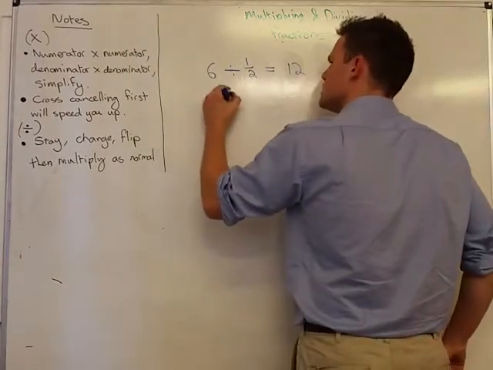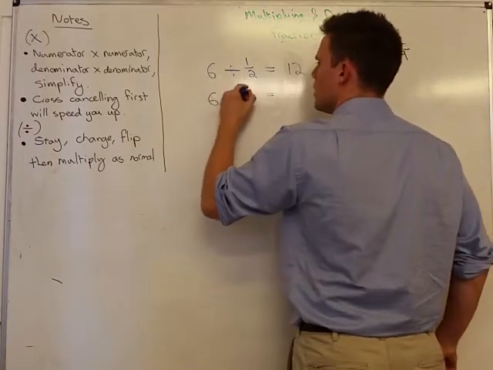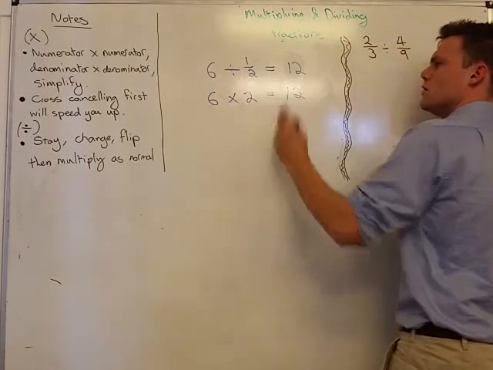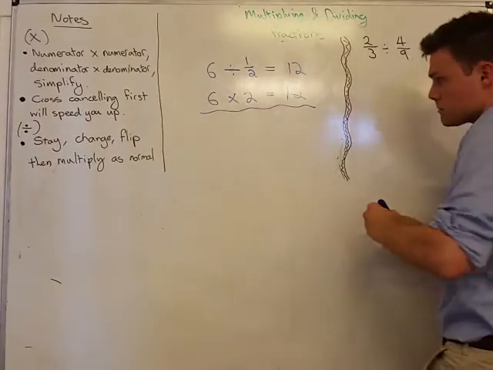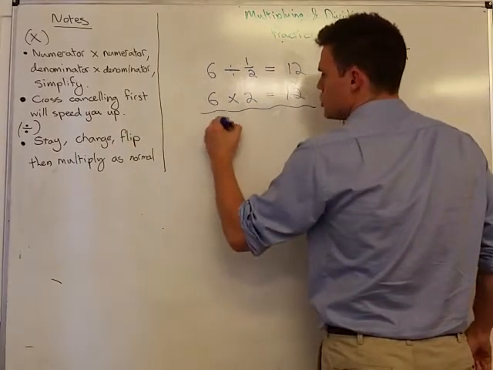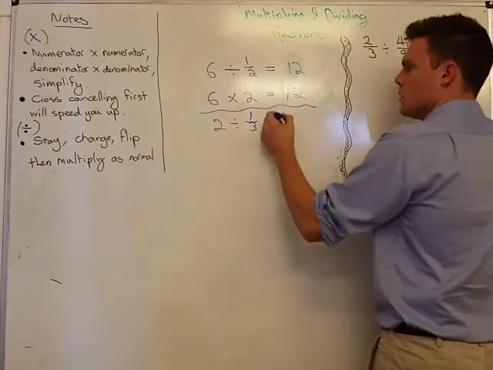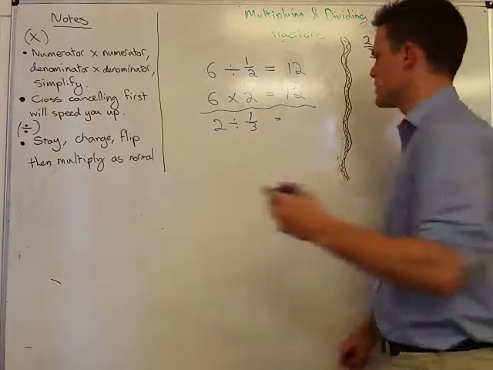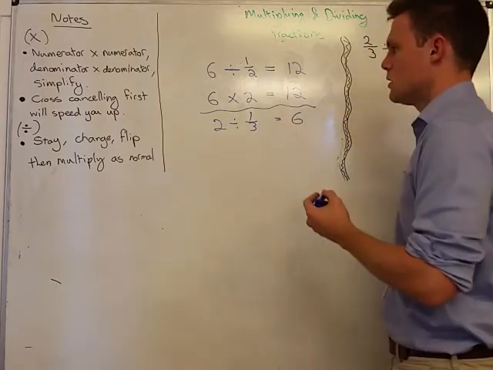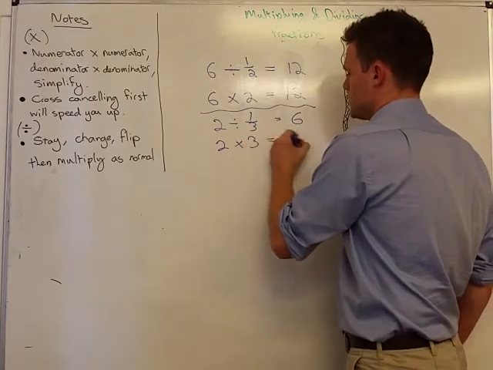What about 6 times 2 though? That's going to give me 12 as well. Okay, let's try something else. Let's do, I don't know, 2 divided by 1/3. How many thirds are there in 2? Well, there are 3 thirds in 1, so that means there must be 6 thirds in 2. 2 times 3 is equal to 6.